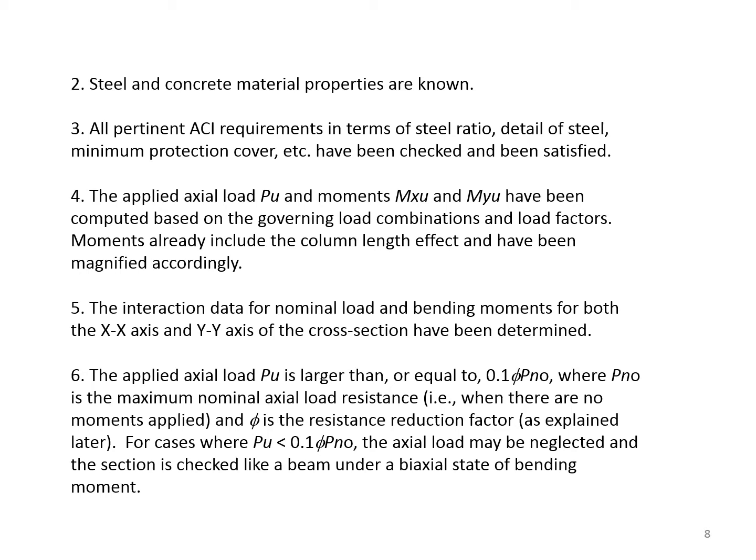The interaction data for nominal load and bending moments for both the xx axis and yy axis of the cross-section have been determined. The applied axial load P sub u is larger than or equal to 0.15 phi Pn0, where Pn0 is the maximum nominal axial load resistance, in other words, when there are no moments applied. And phi is the resistance reduction factor, as explained later. For cases where P sub u is less than 0.15 phi Pn0, the axial load may be neglected and the section is checked like a beam under a biaxial state of bending moment.